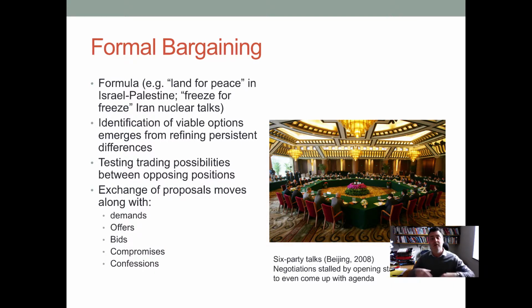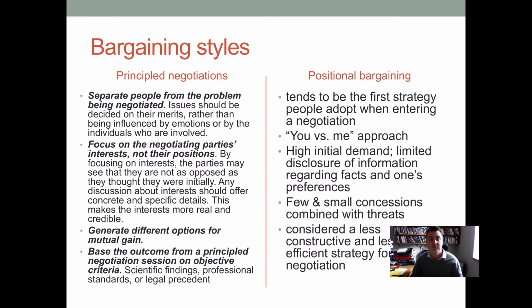That was the formula, and then we can negotiate all of the details. And then testing trading possibilities between opposing positions. So again, exchange of proposals moves along with demands, offers, bids, compromises, concessions. Looking at six-party talks in Beijing, negotiations stalled and never took place back in 2008 because they failed to come up with an agenda in the first place. So again, it's a very, very delicate, very, very sticky process.